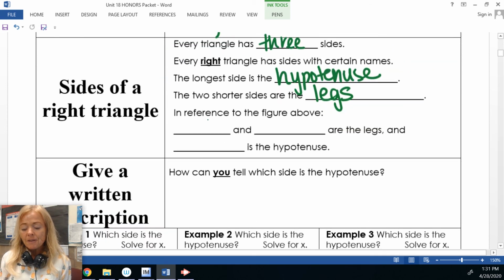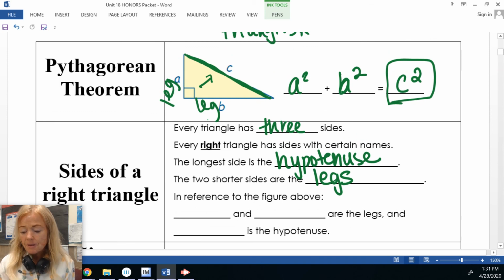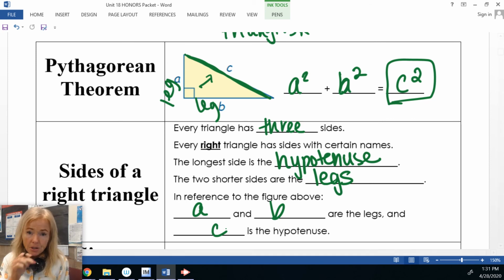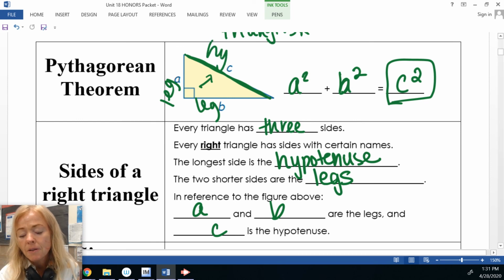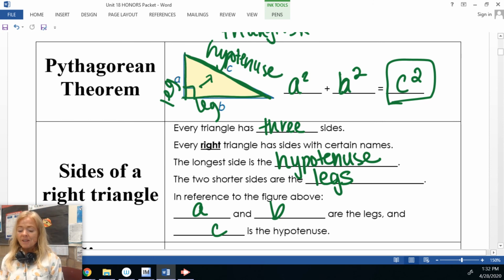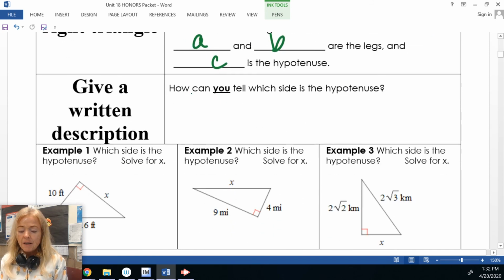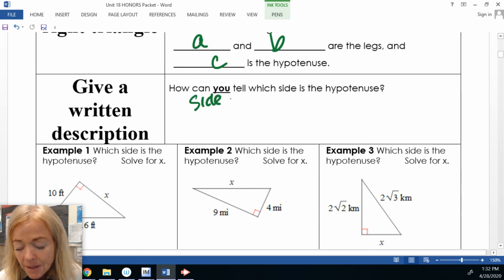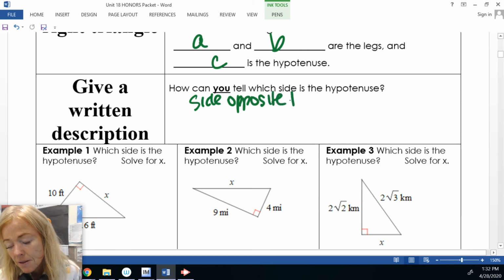So in reference to the figure above, A and B are the legs, and C is the hypotenuse. Always locate the 90-degree angle, go straight across from it, just carry your eye straight across from that 90-degree angle, and that is going to be the hypotenuse. I always find that first. And then I look to see which sides form the right angle, and we call those legs. All right, give a written description. You guys can write this out. How can you tell which side is the hypotenuse? You can write whatever you want. It's the side opposite the 90-degree angle.